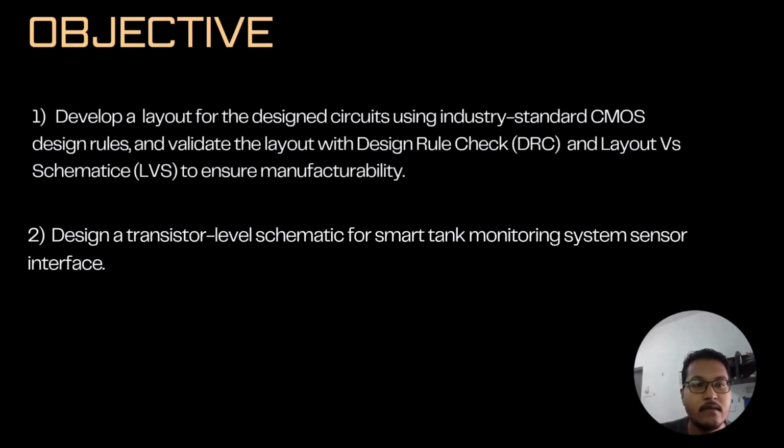Then, the objective of our project is to develop a layout for the design circuit using industry-centered CMOS design rules, and validate the layout with DRC rule check and layout versus schematic, which is called LVS, to ensure manufacturability. Then, design a transistor level schematic for the smart tank monitoring system sensor interface.